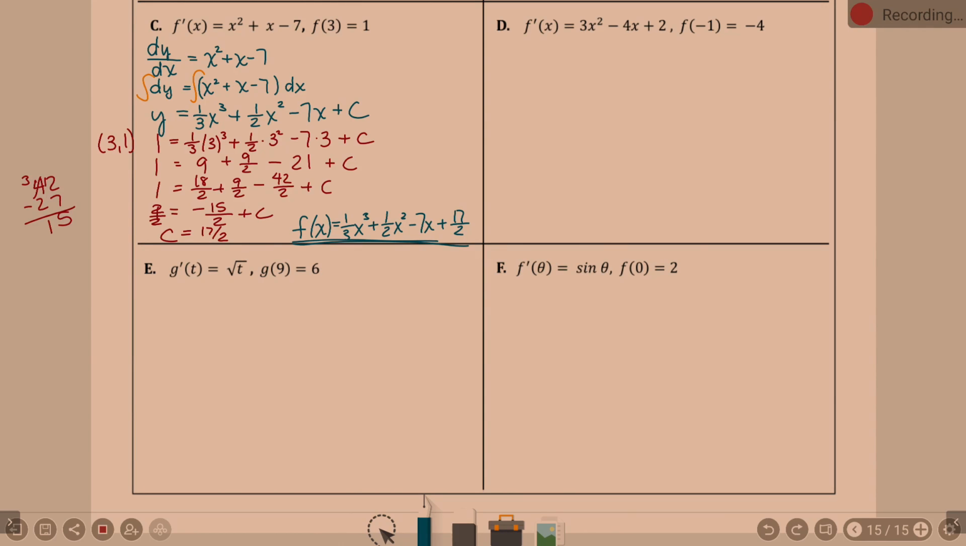Okay, moving on. dy dx is 3x squared minus 4x plus 2. So if I multiply my dx over, dy is 3x squared minus 4x plus 2 times dx.